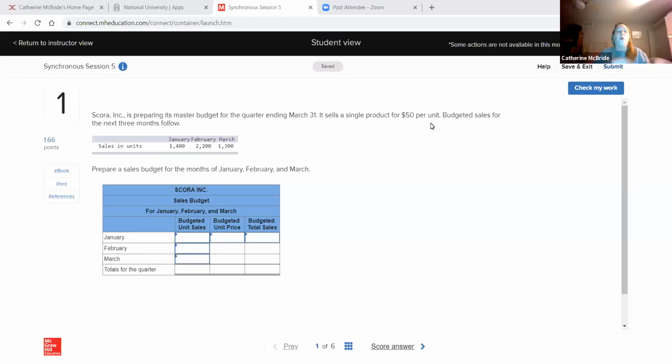Okay, so we're going to go over a couple of different things tonight. The first one is going to be how to prepare a budget. And what I really love about this week is that regardless of what level you are at a company, you will most likely participate in the budgeting process. So even if you don't go into accounting, you're still going to be part of budgeting.